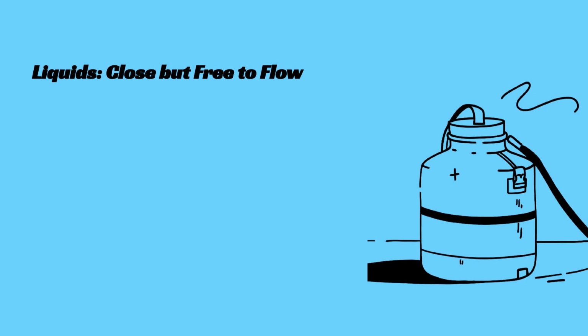In liquids, particles are close together but aren't held in fixed positions, allowing them to slide past each other. This is why liquids can flow and take the shape of their container, while still maintaining a definite volume.